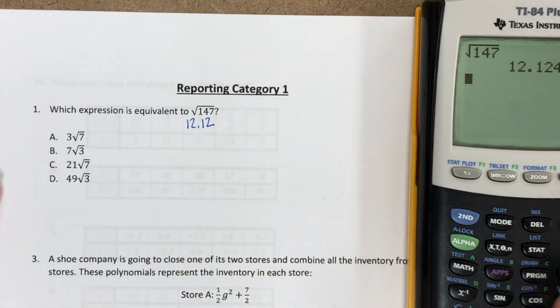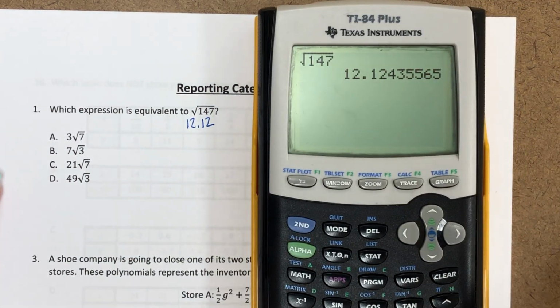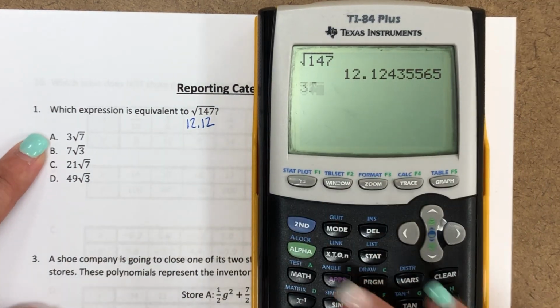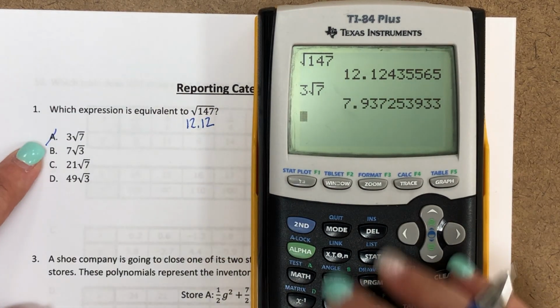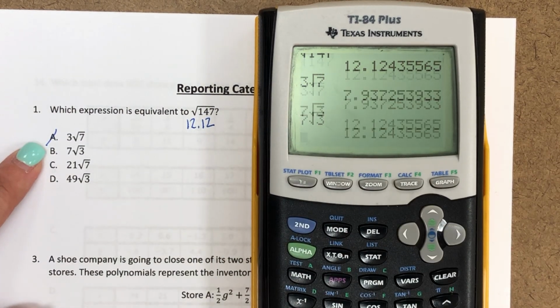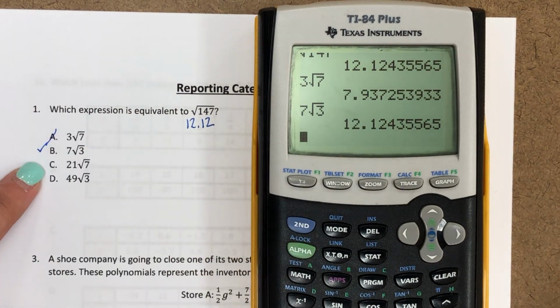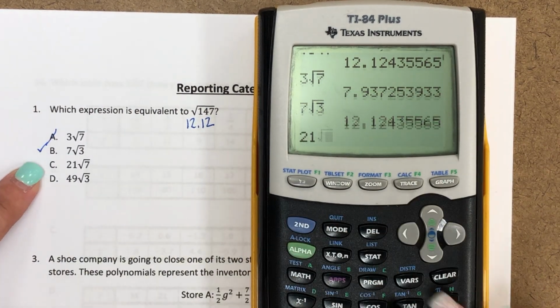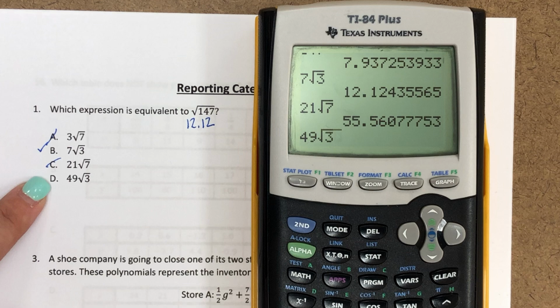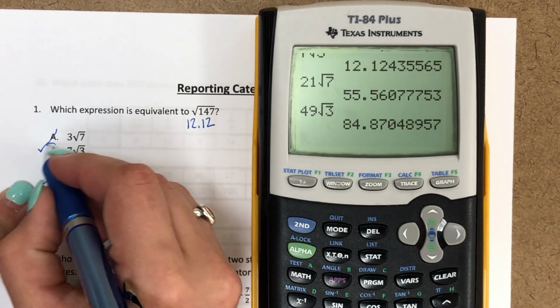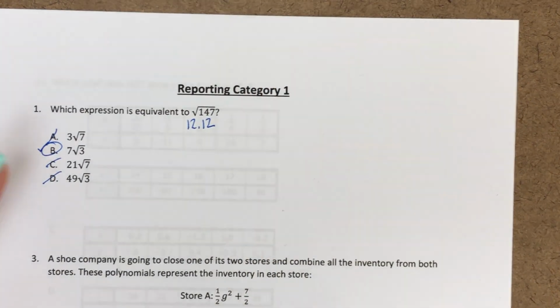So I want to see which one of my answer choices comes out as the same decimal when I calculate them. 3 square root of 7. That one's not the same. 7 square root 3. That one looks good, so I'm going to check it, but I'll check the other ones. 21 square root 7. That one's not the same. 49 square root 3. That one again is not the same, so my answer would be B. Let's go to our next problem.